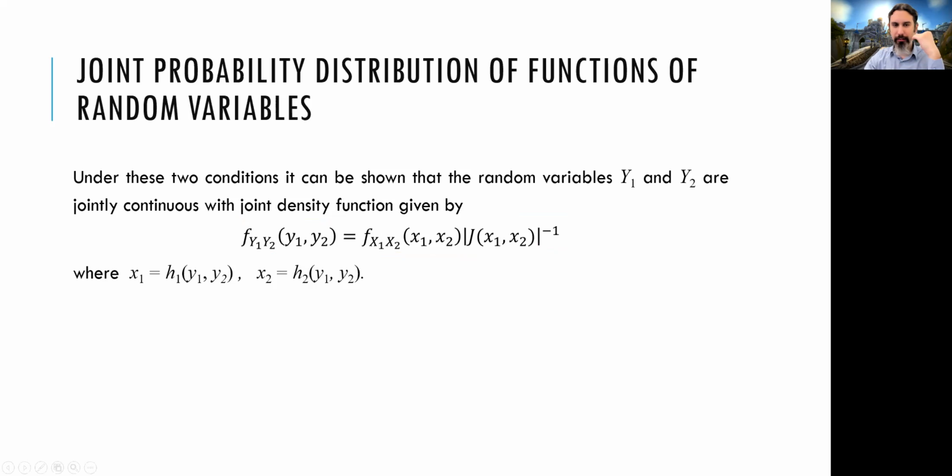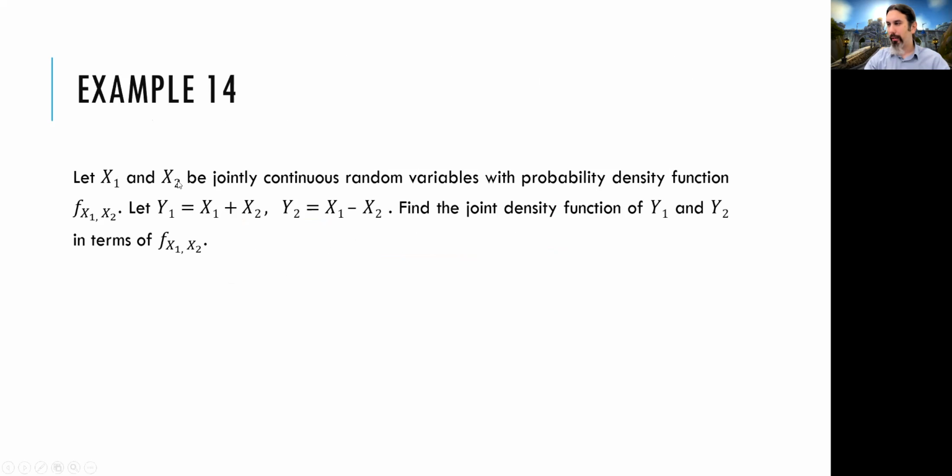Let's start simple. X1 and x2 are jointly continuous random variables with probability density function f(x1, x2). We don't know the joint density function itself, but it can be anything, so let's leave it at that. But we know that y1 is equal to x1 plus x2 and y2 is equal to x1 minus x2. So we have to find x1 and x2 in terms of y1 and y2.